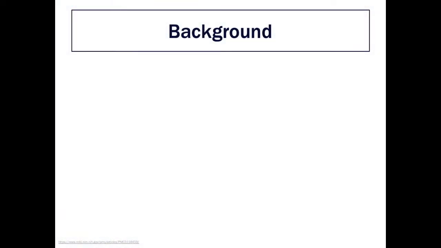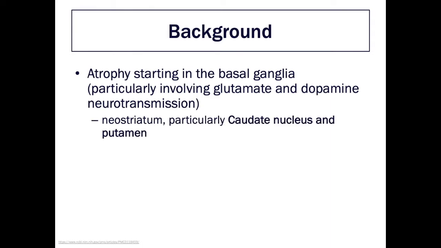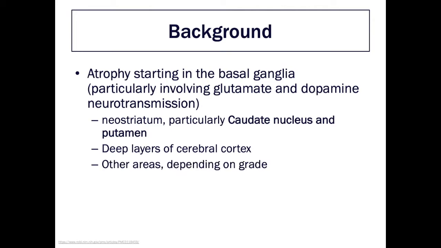Huntington generally involves cerebral atrophy starting in the basal ganglia, and it particularly affects any cells which are involved in glutamate or dopamine neurotransmission. So the atrophy is particularly marked in the neostriatum, in the caudate nucleus and the putamen. Some atrophy can also be seen in the deep layers of the cerebral cortex, although other areas may also show some atrophy depending on the grade.